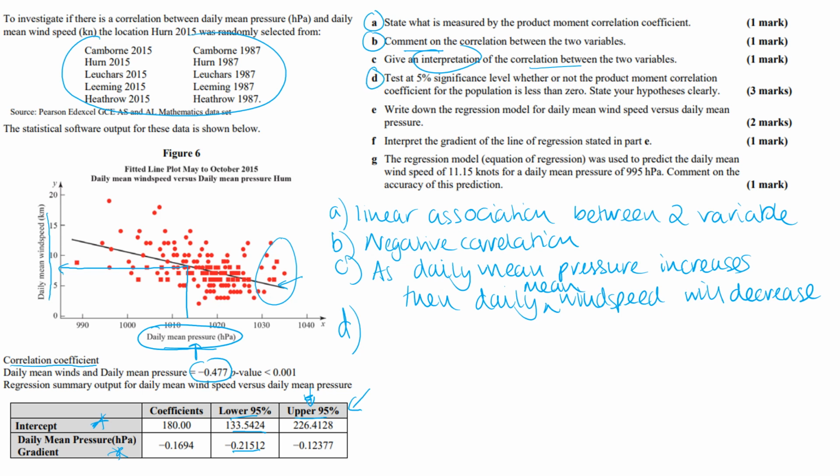Okay, part D, test at the 5% significance level whether or not the product moment correlation coefficient for this population is less than 0. State your hypotheses. So our H0, our null hypothesis for correlation coefficients, the population correlation coefficient is rho, and that is always the default position for the null hypothesis, is that it's 0, meaning that there's no correlation. And then our alternative hypothesis from the wording of this question is that it is less than 0.